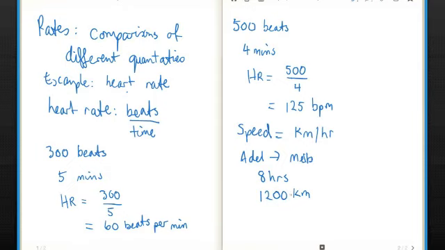we are therefore going to travel at a speed of 1,200 kilometres per 8 hours, which is going to be approximately 150 kilometres per hour. And that is how you calculate different rates.